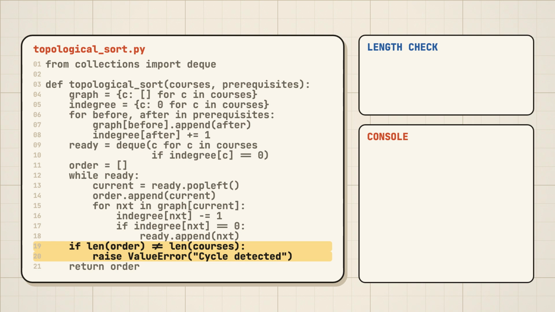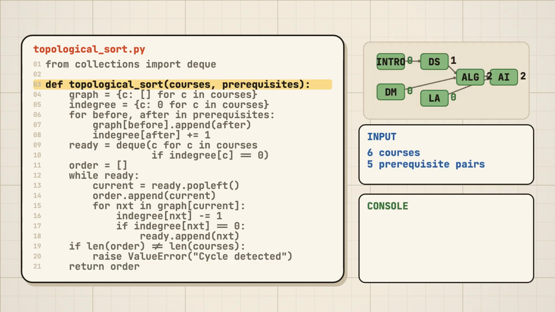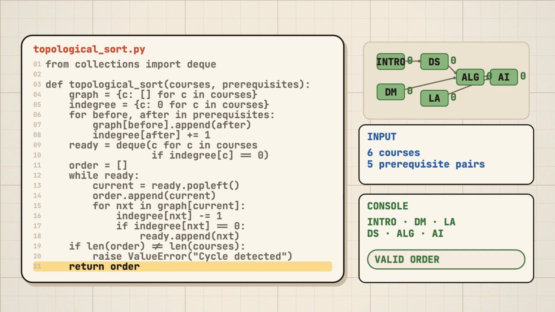When the loop ends, compare the length of the final order with the total number of courses. If the lengths are different, return an error because the graph contains a cycle. Otherwise, return the completed order. Run the program with our 6 courses and 5 prerequisite pairs. The result contains all 6 courses, and every prerequisite appears before the course that needs it.